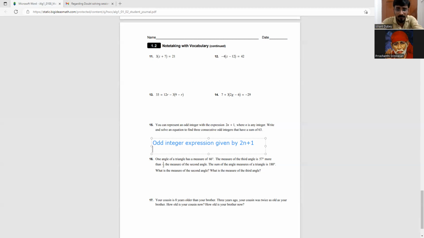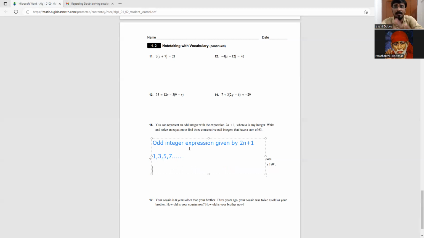Now, if I ask you the smallest odd number, you said 1. Right. So the smallest odd number is 1. What will be the next odd number? 3. Very good. And the next? 5. Now you have to try to understand the pattern. Next will be 7, and it will keep on going like this.